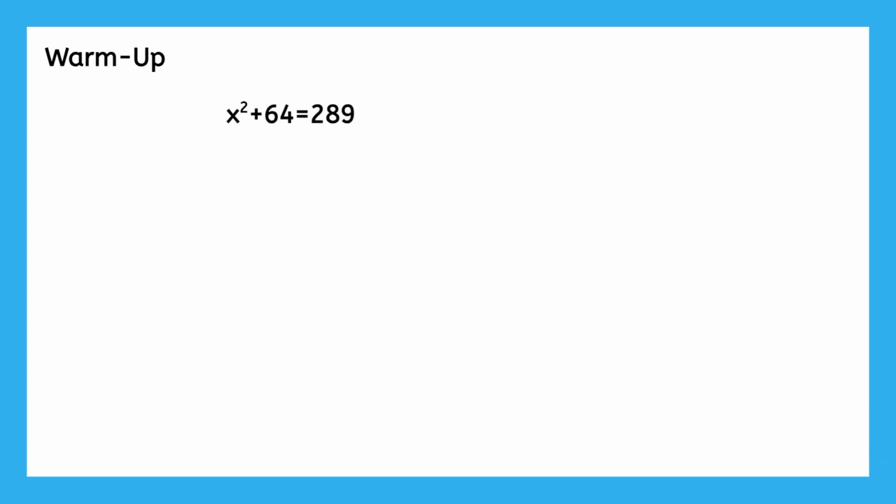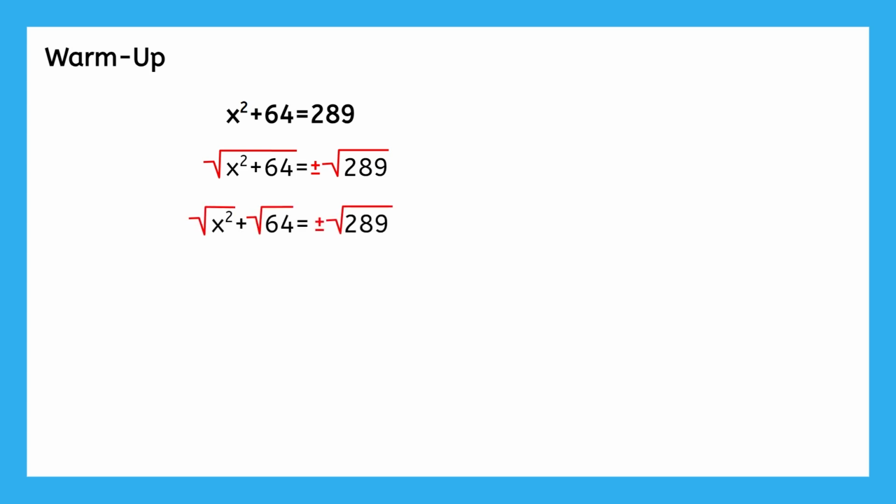Here's the first equation. X squared plus 64 equals 289. This equation looks similar to the ones from the previous lesson. I noticed that the only x is already in a square. We might be tempted to go straight into taking the square root of both sides and then splitting it into the square root of x squared and the square root of 64. However, we cannot split a square root over a sum.